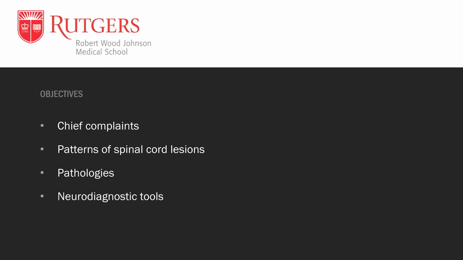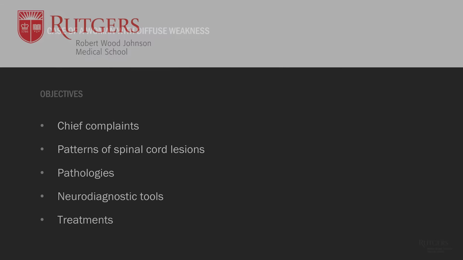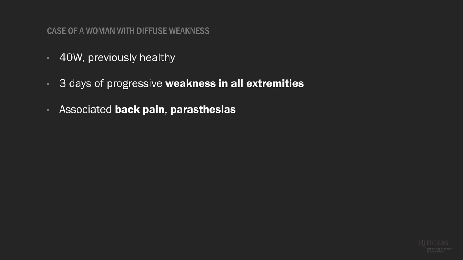So, let's start with a case. We have a 40-year-old woman, previously healthy, who over the past 3 days developed progressive weakness in all extremities, starting with the right arm, and associated back pain, which she described as electricity shooting down her spine, which, by the way, improved with flexion. She also complained of paresthesias in upper extremities, pins and needles.